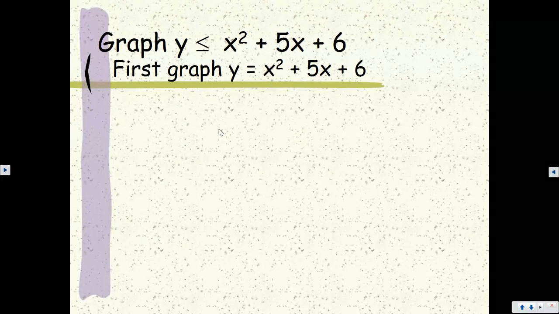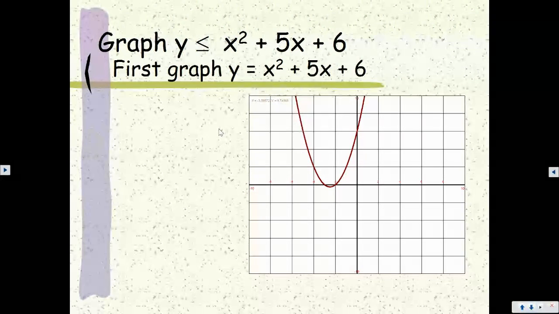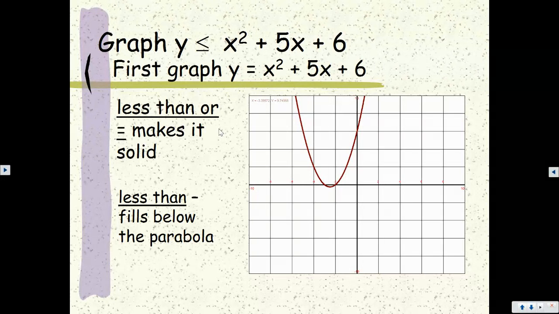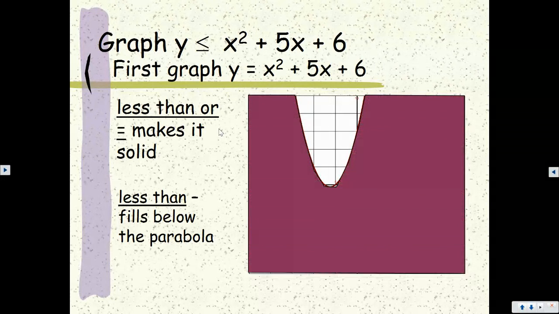If I wanted to graph y is less than or equal to the same exact graph, we would start with the graph again, but this time we'd keep it solid because it's less than or equal to, and then we would graph below it because we can see that less than means below, and all the points that were not working before are going to work now.